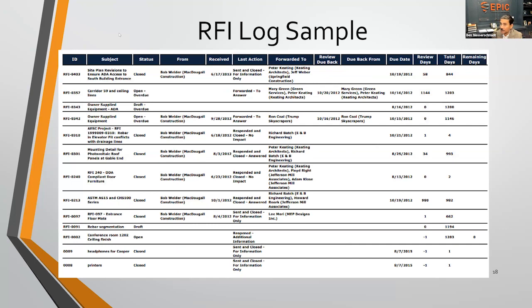Here's an example of an RFI log, very similar to what we saw on the change order log. So you'll know the RFI number, general topic, status, if it's closed or open, overdue, who it's from, general contractor or subcontractors, when it was received by whatever party, the last action, who it's forwarded on to, when it's due, the review days, and this is going to be a running tally, total days, remaining days. So really just from a logging standpoint, making sure that all the detail that goes into a construction project is accurately accounted for.